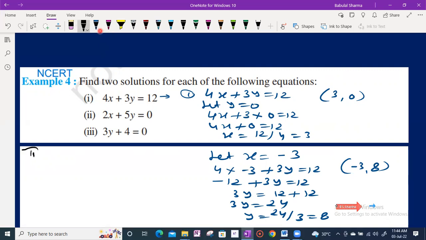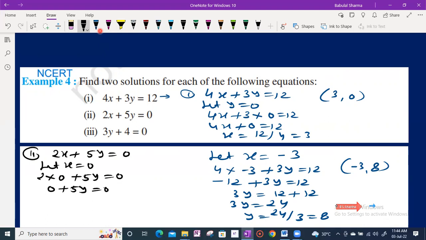Second part, this side, 2x plus 5y is equal to 0. First let x is equal to 0. So 2 into 0 plus 5y is 0. So 0 plus 5y is 0. Please note when any number is multiplied by 0 it becomes 0. So 5y is 0. So y is 0 upon 5, that is 0. So one solution is (0, 0).